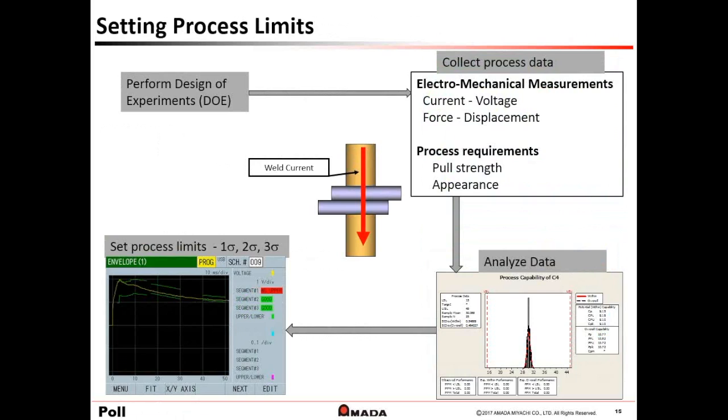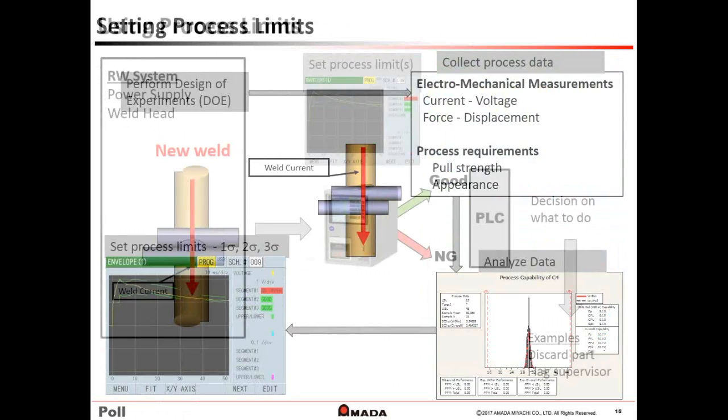We collect all that process data, the current, the voltage, force, displacement, and we compare this to our process requirements, our pull strengths, our appearance. Then we take all that information and throw it into analytical software such as Minitab, where we determine at that point where we want to set our process limits. Maybe it's 1 sigma, 2 sigma, or 3. Once we have our upper and lower control limits, we place those into the weld monitor. So now the weld monitor has our limits.